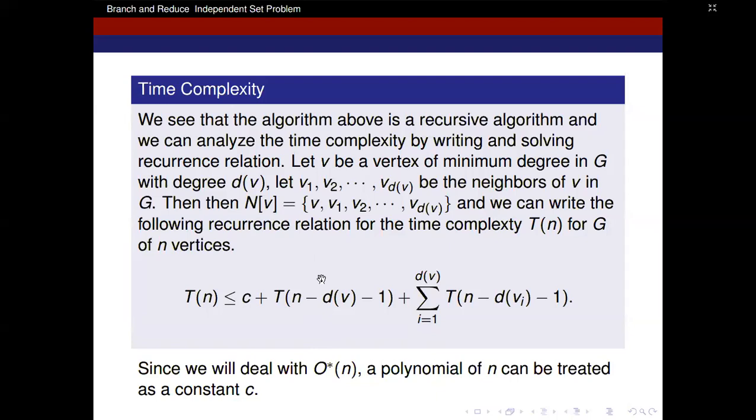Sir, another question related to this one. We are doing a sum over the whole range 1 to d of v. So why do you take a term out of it and write it like n minus dv minus 1?